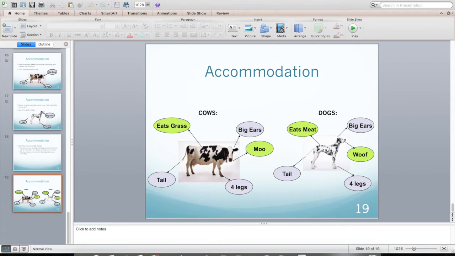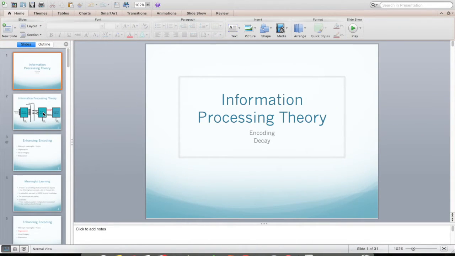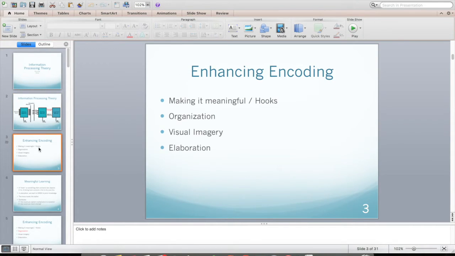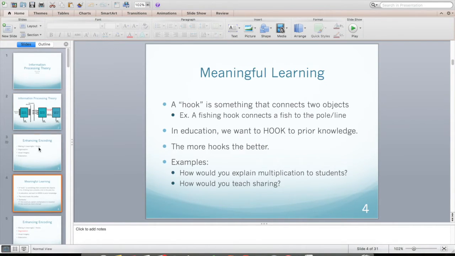Okay? Now, let's jump into this last PowerPoint slide, these last PowerPoint slides. We're going to talk about encoding, retrieval, and decay. And this is going to be the fastest. We're going to skip a lot of things because there are some things that I don't think they do very well in here. Okay? One of the good things they do is this concept of meaningful learning, right?